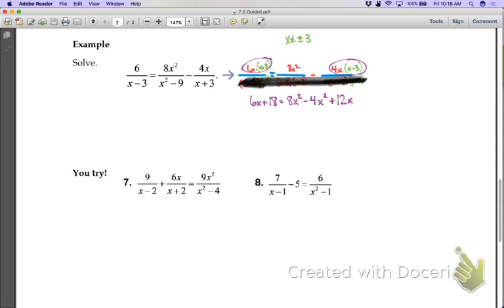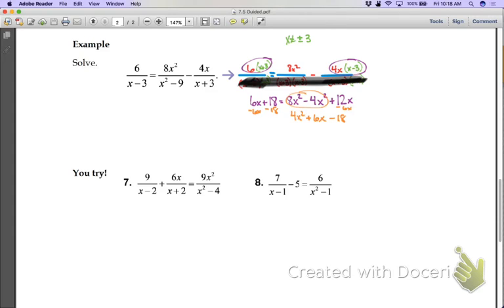Now, it's a quadratic, so what do I need to do with everything? Get it to one side. So I'm going to have 4x squared from combining those two. I'm going to subtract 6x. I'm going to have plus 6x. And then I'm going to subtract 18.